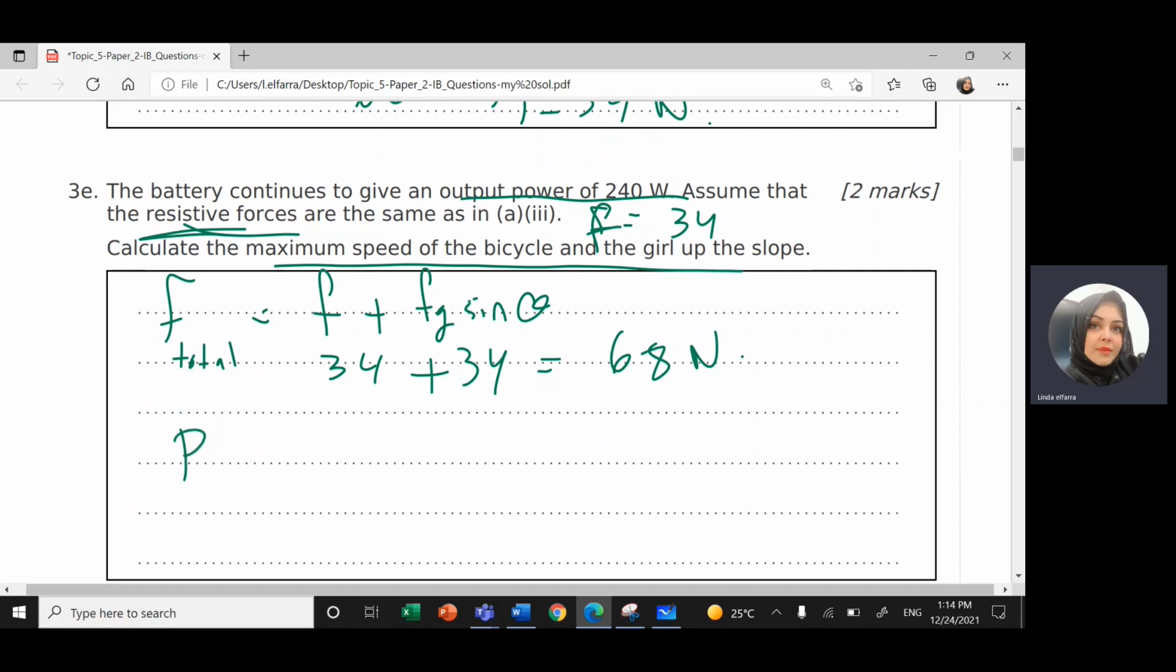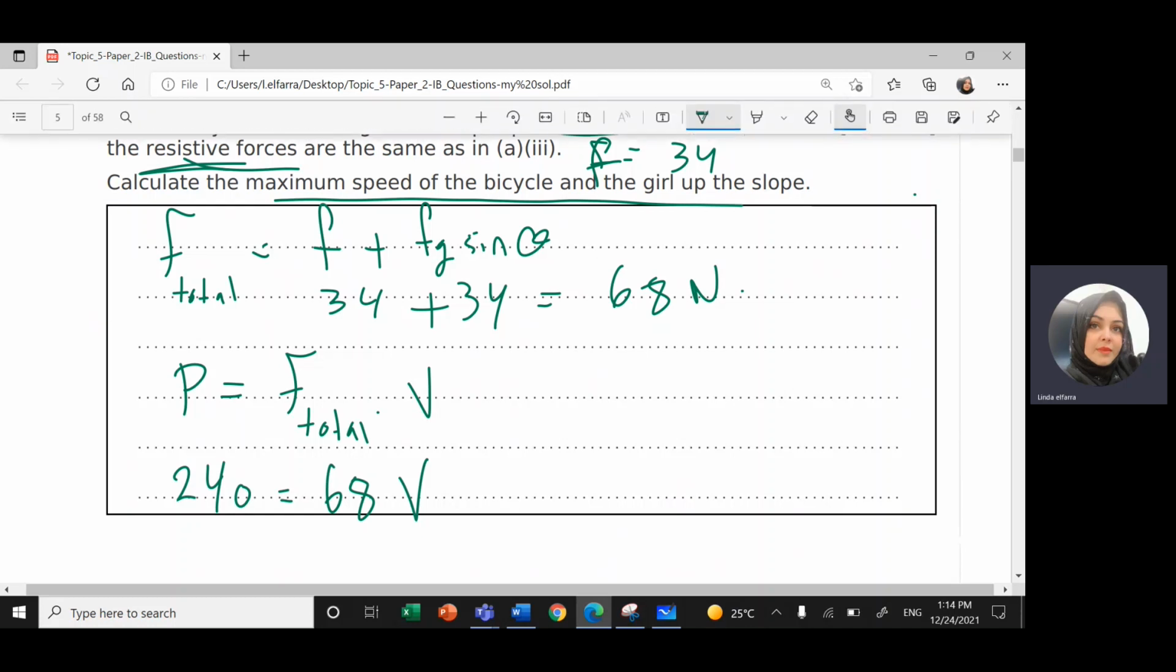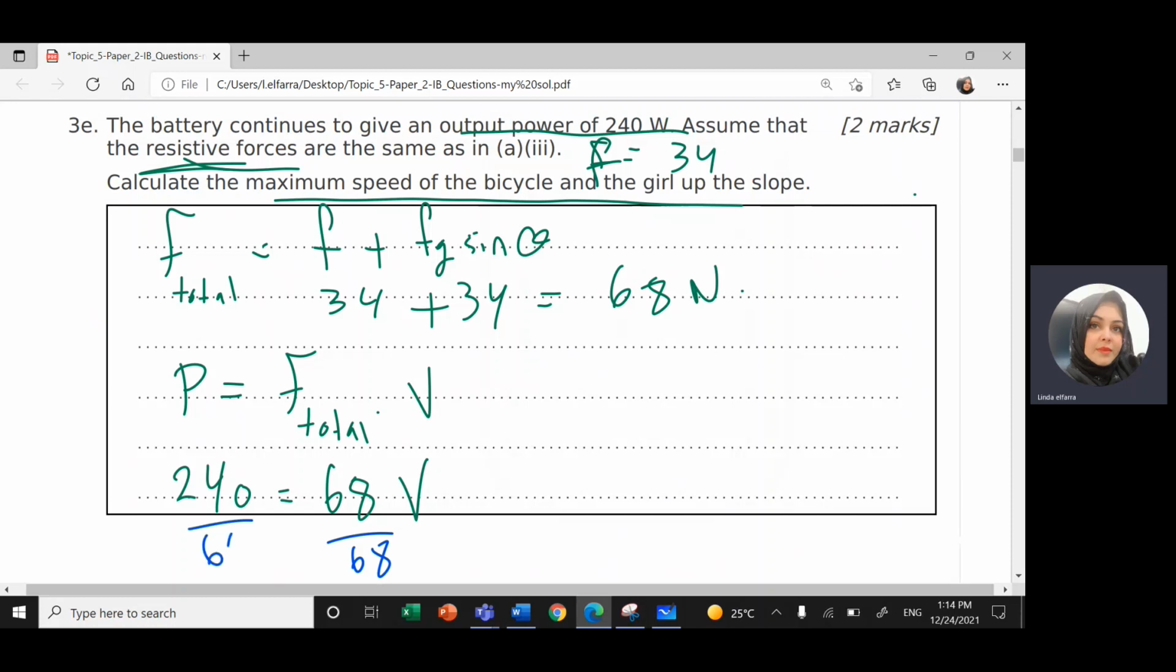And from the power equation, this time I'm going to use the total force times the velocity. Power is 240. Total force is 68. I don't have the velocity. Divide both sides by 68, and I will get the velocity will equal 240 divided by 68 equals 3.5 meter per second, 3.5 meter per second.